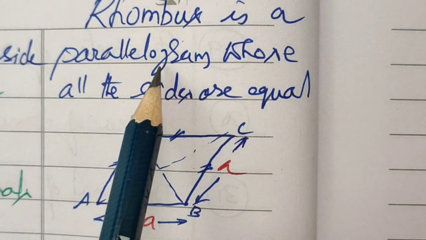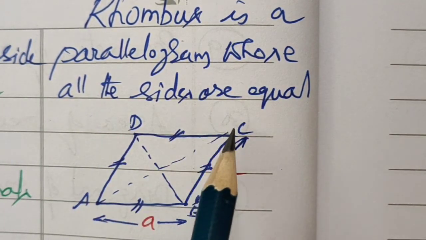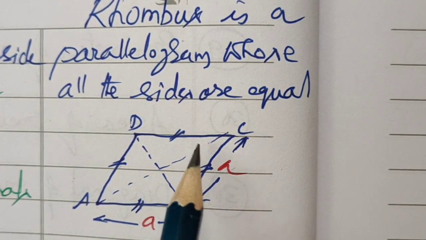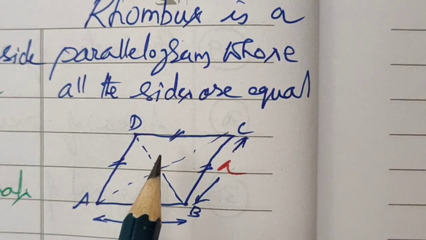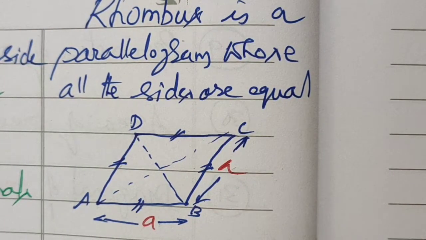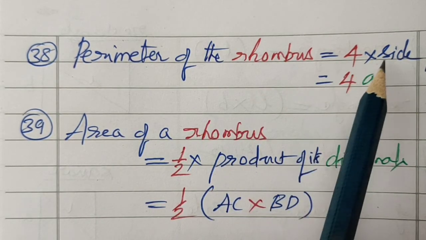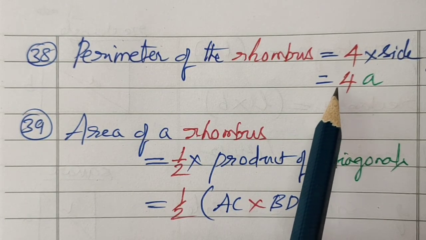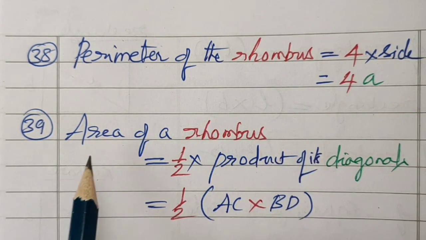Rhombus is a parallelogram whose all sides are equal. If this side is equal to this side, this is equal to this side, and this is equal to this side, then we call this parallelogram a rhombus. Perimeter of the rhombus is equal to 4 into side. If the length of the side is a centimeters, then the perimeter is 4a.